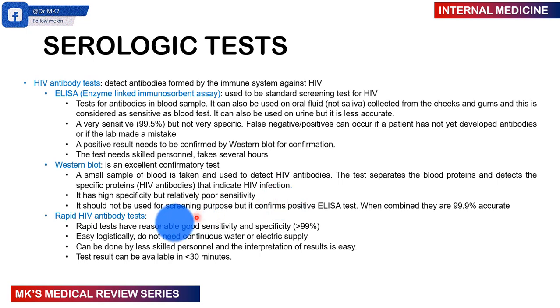The ones that we actually do are your rapid HIV antibody tests. These actually have a reasonable sensitivity and reasonable specificity, which is above 99%. They are very easy to carry out because you do not need a continuous supply of water, you do not need electricity, and it can be done by a less skilled person, and the interpretation of the result is actually quite easy. The results are available within a few minutes, with less than 30 minutes as compared to these other tests which actually take a while.